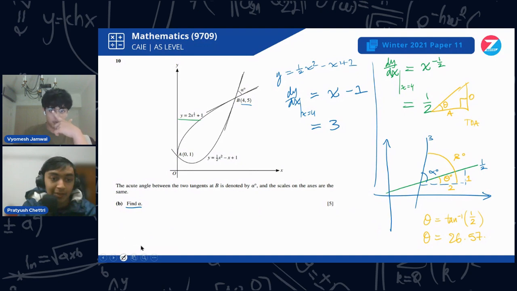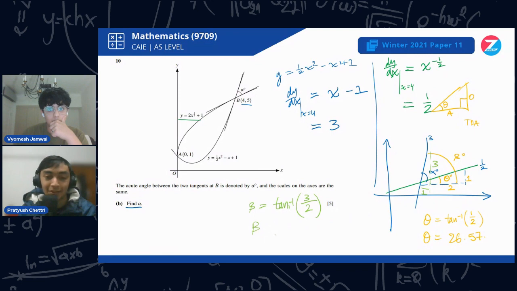And now let's find beta. Beta is going to be tan inverse. I'll show you the rise by run for this one. It's 3 up, 1 across. So 3 up by 1 across. This is a really mean question. Cambridge examiners, please don't do this too much, but Cambridge students, please be prepared for this.